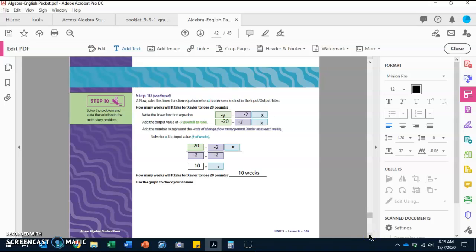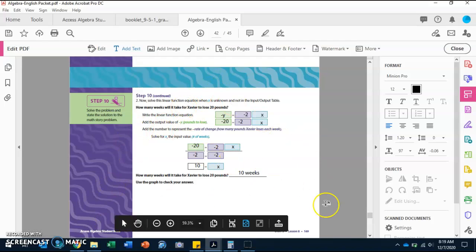So if you have any questions, let me know. Once you are done with this problem, make sure you take a picture of your assignment and you submit it to Teams or submit it to one of your teachers.